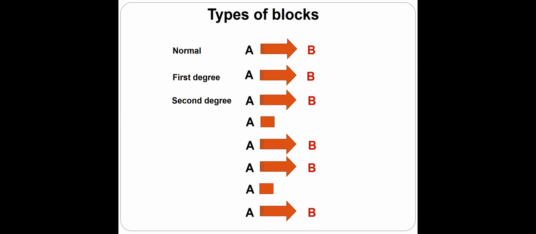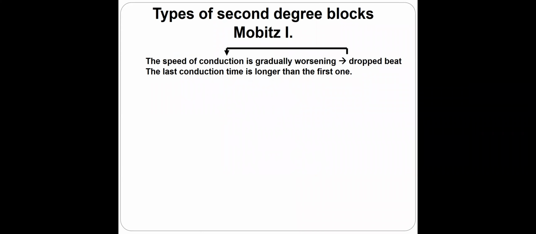Now, second degree AV block has two types. Basically, this means Mobitz type 1 or Mobitz type 2. Mobitz type 1 means that the speed of the conduction is gradually worsening, and after that we have a dropped beat and start everything from the beginning. It looks like an old man walking on the street, and when he gets tired, he sits down a little bit, and after that starts again freshly, and is getting tired and starts again.